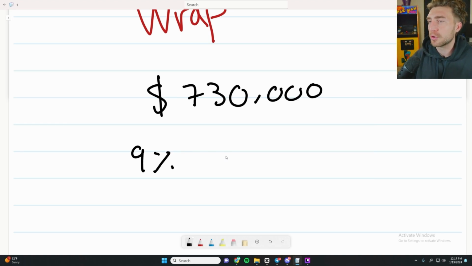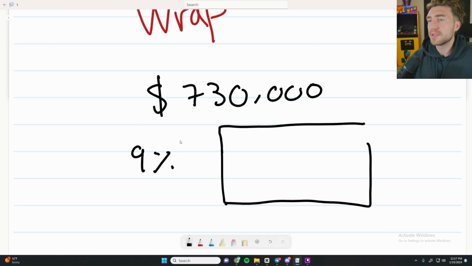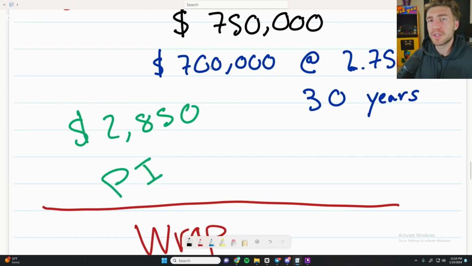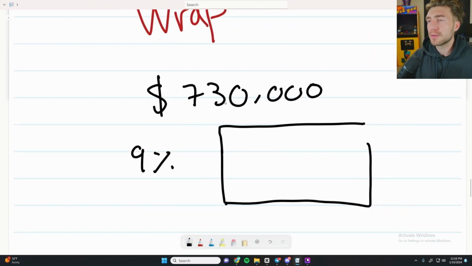And we could calculate that real quickly. How much money would you be making? This is actually a good example. So how much money would you be making? So you buy this house with a 2.75% mortgage at a $700,000 loan for 30 years, and you're paying $2,850 a month. And you resell it at $730,000 at 9%.